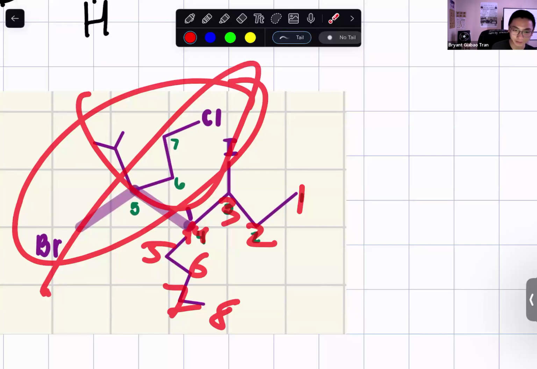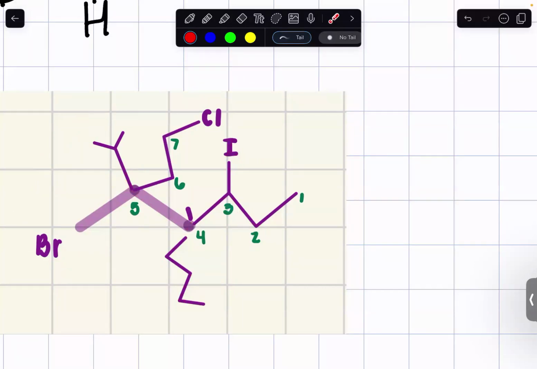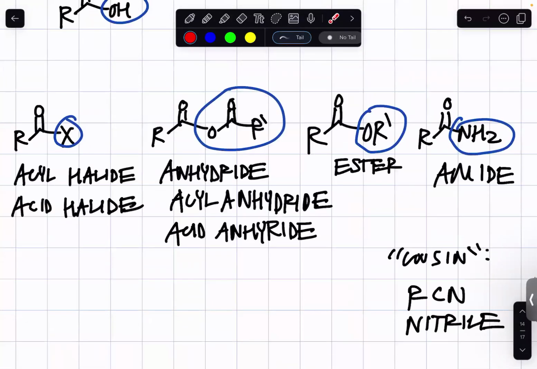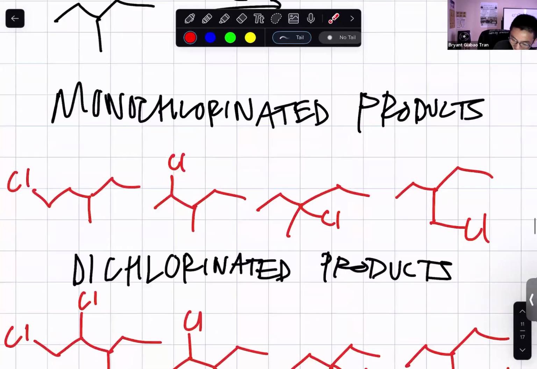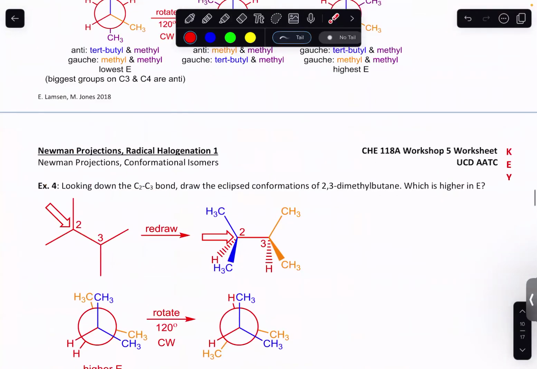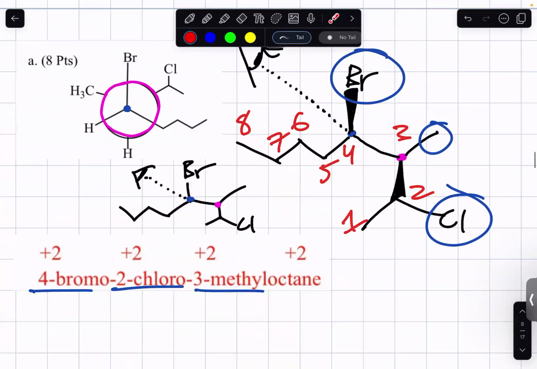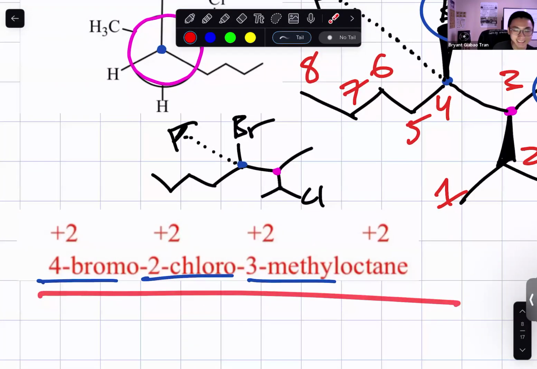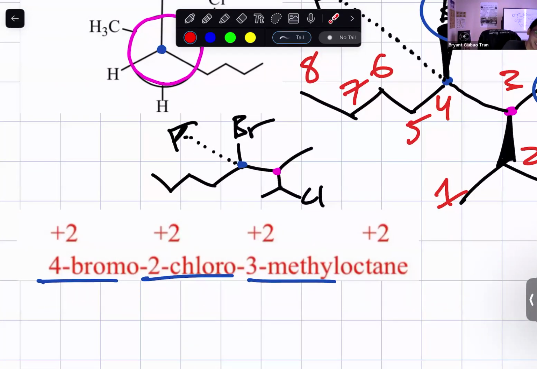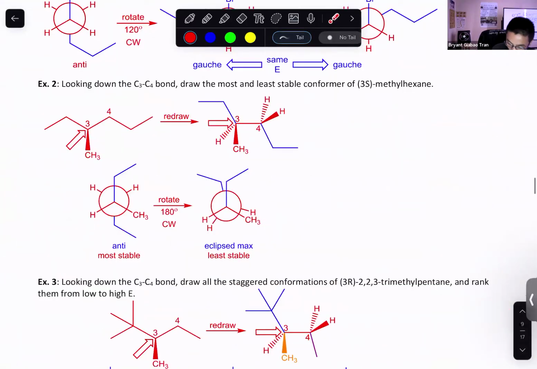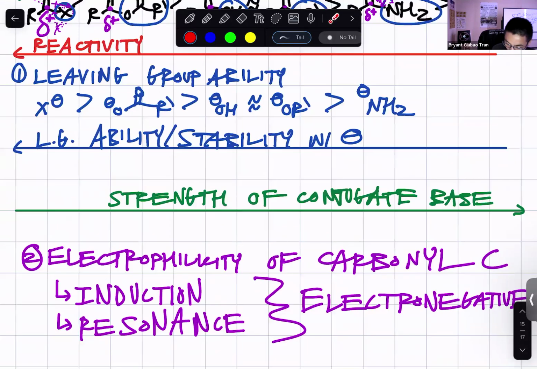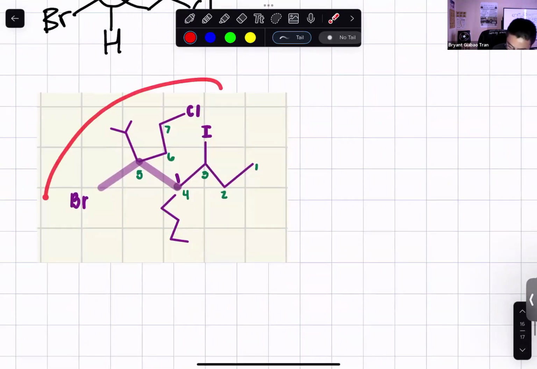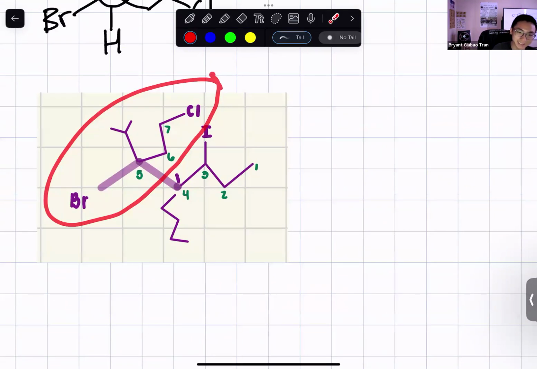I just made it randomly. I didn't know it was going to look like this. So don't worry about the nomenclature for this. You'll get something more doable like the one we did, like this one right here. 4 bromo, 2 chloro, 3 methyl octane, something like that. You won't get a long chain like we had, 8 carbons, with a substituent that is very complex. This is one whole complex. You won't get that complex substituent.